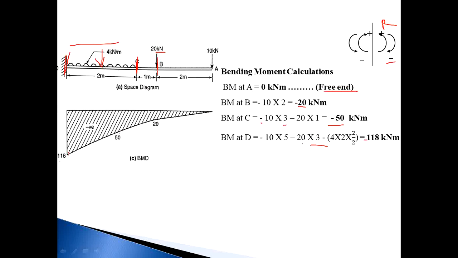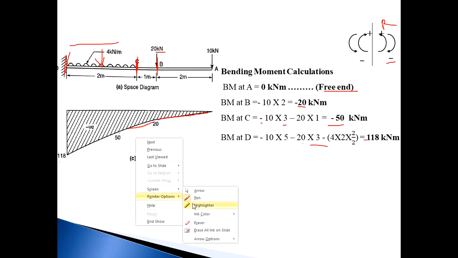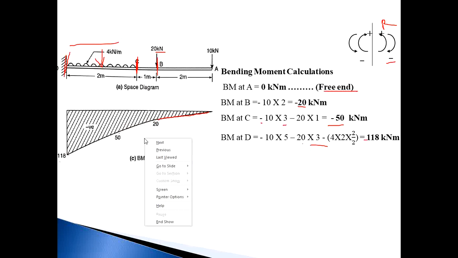Now draw in between A to B, it should be an inclined straight line because there is no load. Then in between B to C, there is also no load, so you should draw an inclined straight line, means this is the inclined straight line up to the BC portion. And from C to D, there is a UDL on the beam. So where there is a UDL on the beam, your BM diagram should be parabolic. This curve is a parabolic one.